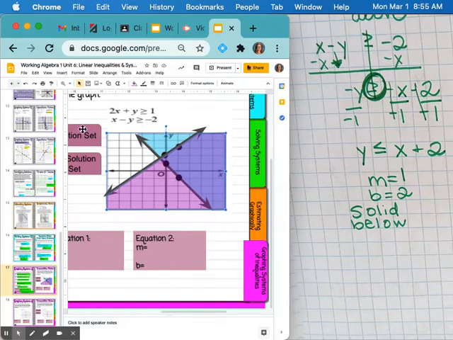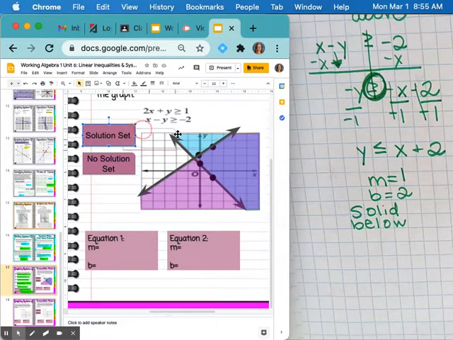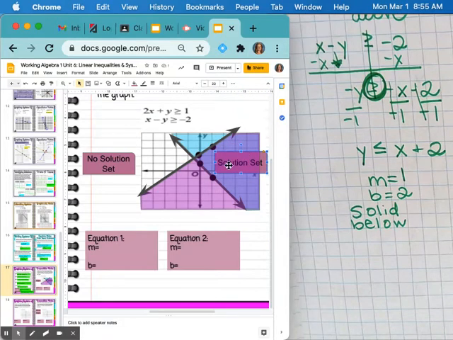So then our solution set would be here. So just drag that little square over to the solution set. So anywhere in this area is our solution. And they're both solid lines, so even on the lines is part of the solution.